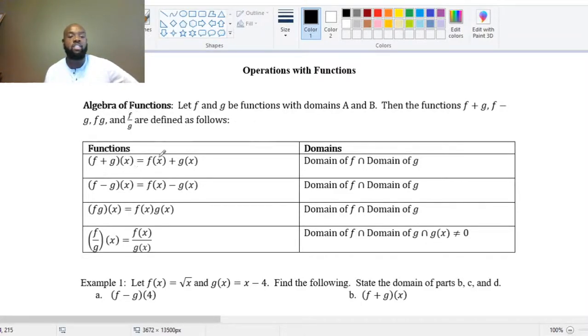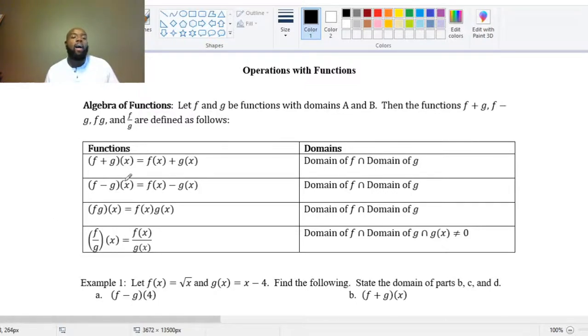f plus g of x, you just take the algebraic expression for f and add it to the algebraic expression for g, right? So addition, subtraction, multiplication, and division are arithmetic operations. They are done to numbers. Not only are there arithmetic operations, they're also operators. Those are operations that are done to actual functions.